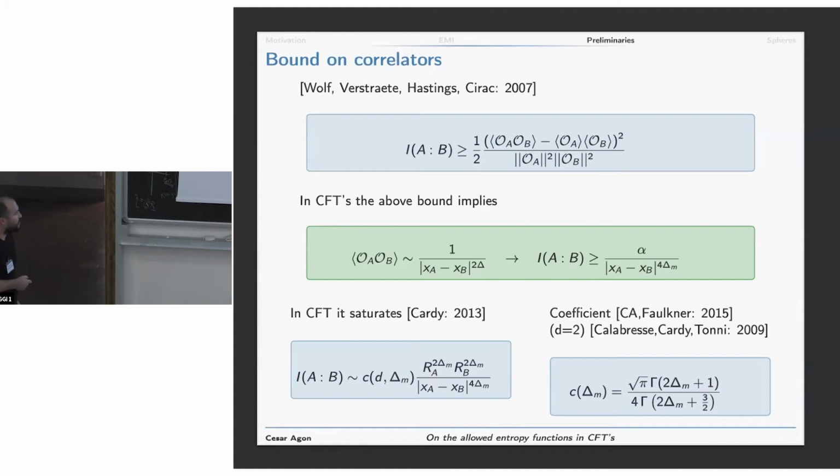In 2013, Cardy actually showed us that at long distances, indeed, the mutual information is precisely given by this, or it has this functional dependence at long distance. It goes exactly like the square of the two-point function of the primary operator of lowest scaling dimension of the theory, with some coefficient that you can determine in some cases explicitly by doing some replica calculations. Later on, we were able to find a coefficient for the case of spheres. This argument is completely general, which generalizes previous work by Calabrese, Cardy, and Tonni, 2009. Okay, so these are just some interesting results that I'm going to use.